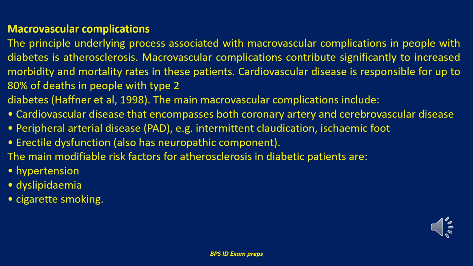Let's now discuss macrovascular complications. The principal underlying process associated with macrovascular complications in people with diabetes is atherosclerosis. Macrovascular complications contribute significantly to increased morbidity and mortality rates in these patients. Cardiovascular disease is responsible for up to 80% of deaths in people with type 2 diabetes, as published by Hafner and colleagues in 1998. The main macrovascular complications include 1. Cardiovascular disease that encompasses both coronary artery and cerebrovascular disease.